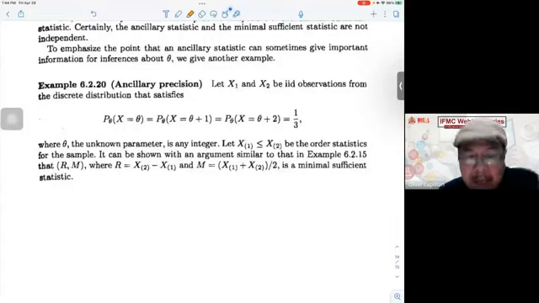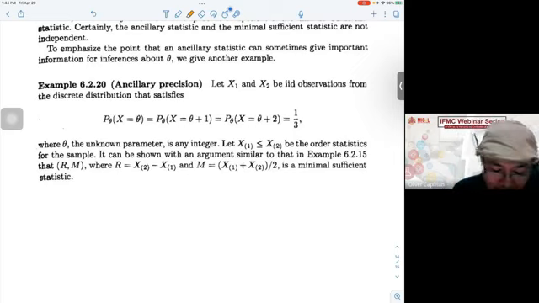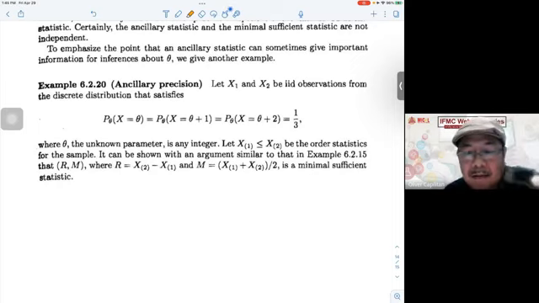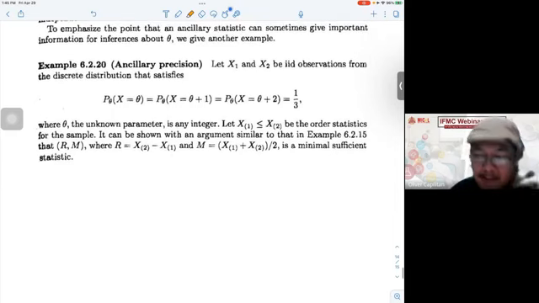Say we let X sub (1), the minimum order statistic, be less than or equal to X sub (2), the second order statistic, be the order statistics for the sample. It can be shown with an argument similar to that in example 6.2.15 that the range and the mid-range is a minimal sufficient statistic. While in the book, the solution to this was not shown, that indeed this statistic containing the components R, the range, and the mid-range, is a minimal sufficient statistic. Let us try to show this.